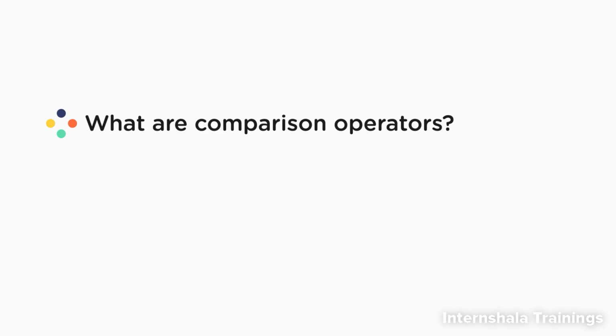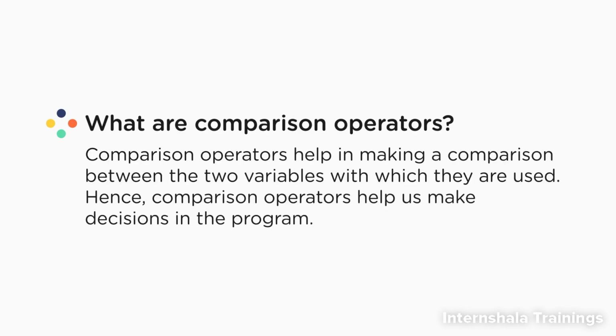So, what are comparison operators? As the name suggests, comparison operators help in making a comparison between the two variables with which they are used. And when we compare the two, we get results. Hence, comparison operators help us make decisions in the program.